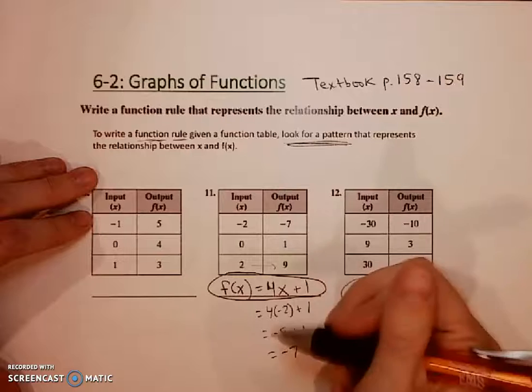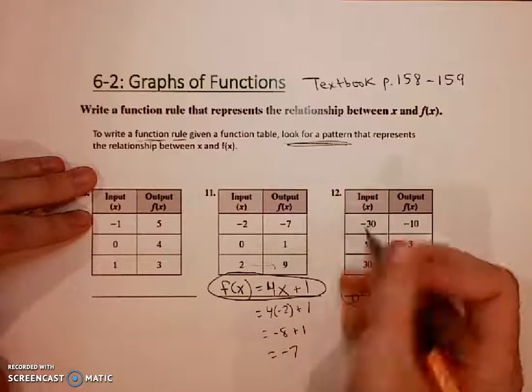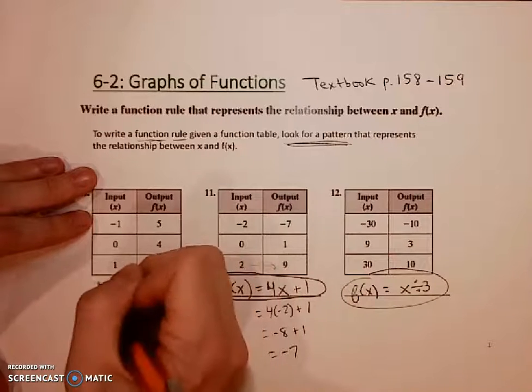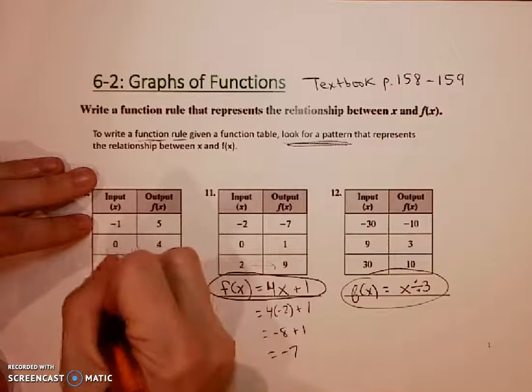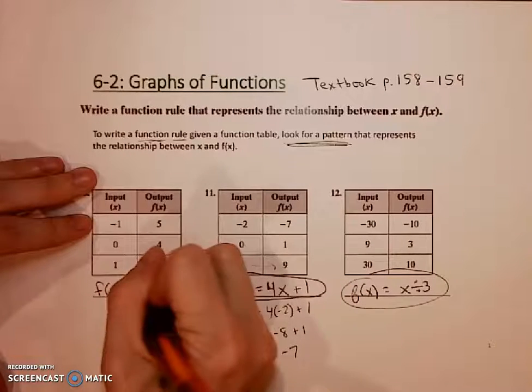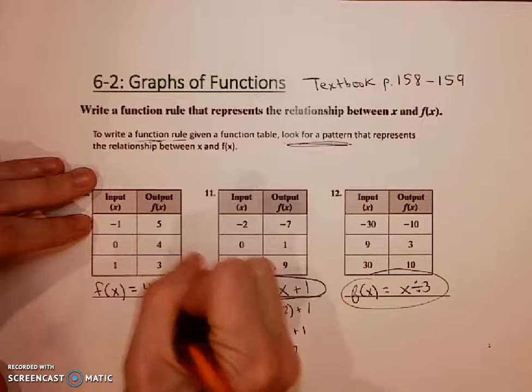Very rarely are you working backwards like this, but it's still good to know. So I don't want you worrying too much about this, okay? This next problem here, the function rule is different. It's 4 minus x, okay?